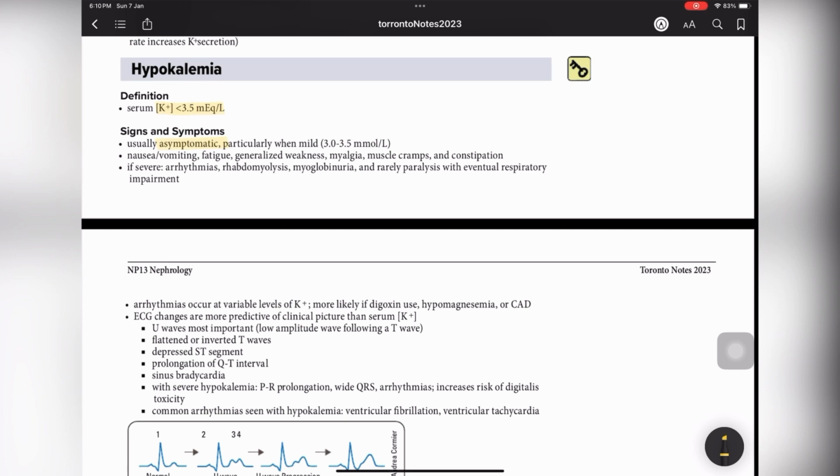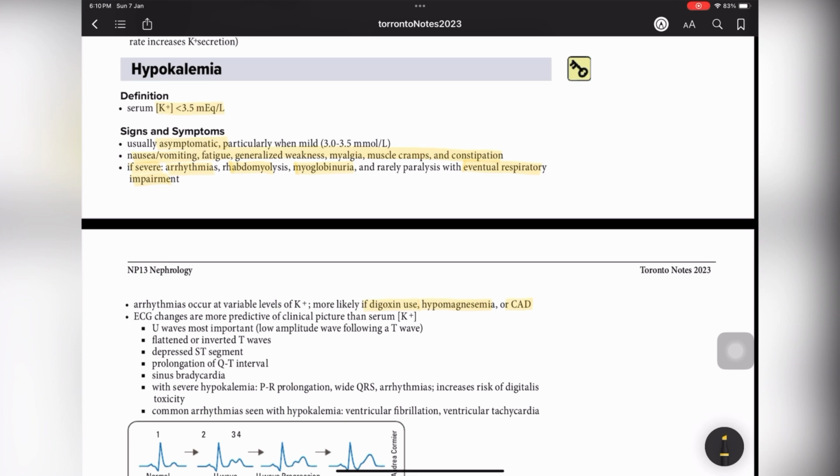Usually it is asymptomatic, but patients may present with nausea, vomiting, fatigue, generalized weakness, myalgias, cramps, and constipation. In severe cases, patients may even present with arrhythmias, rhabdomyolysis, myoglobinuria, and may lead to respiratory impairment as well. And when a patient is presenting with arrhythmias, it is more likely when the patient is using digoxin or is hypomagnesemic or has coronary artery disease.